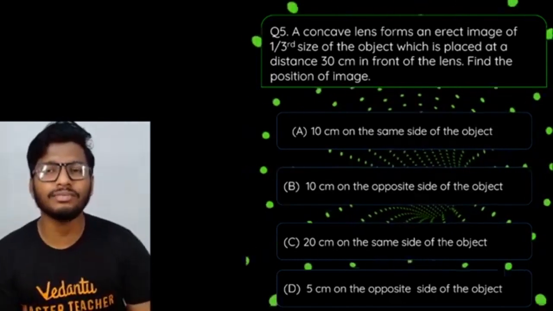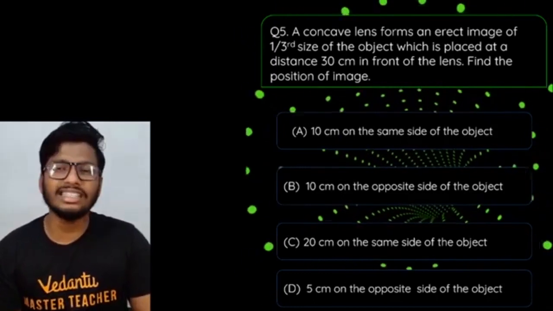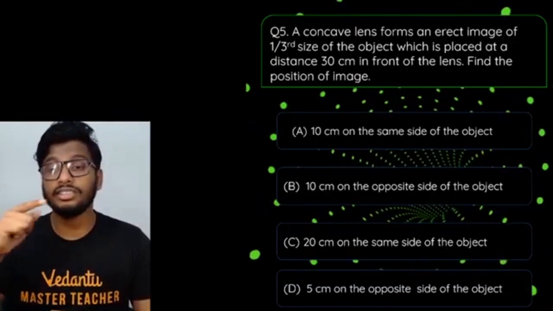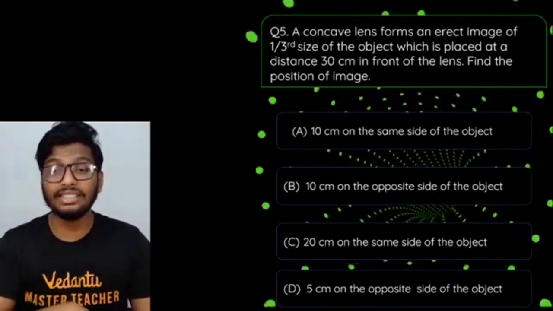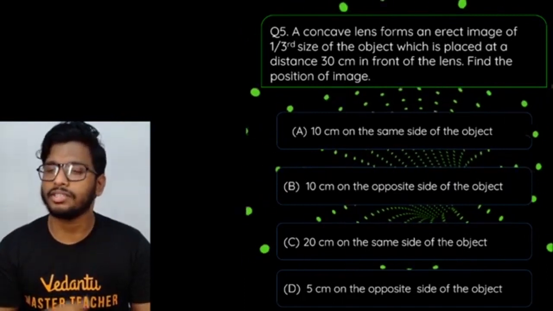A concave lens forms an erect image of 1/3 the size of the object, which is placed at a distance of 30 centimeters in front of the lens. Find the position of the image. 10 centimeters on the same side of the object, 10 centimeters on the opposite side of the object, 20 centimeters on the same side of the object, or 5 centimeters on the opposite side of the object.